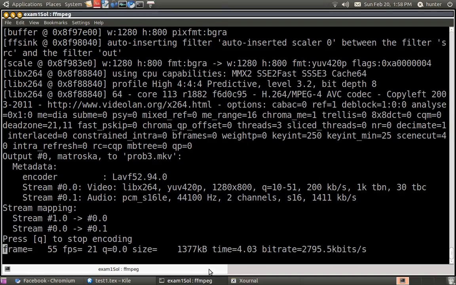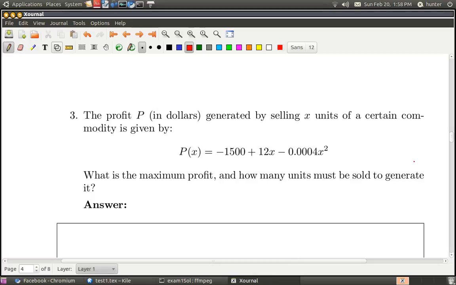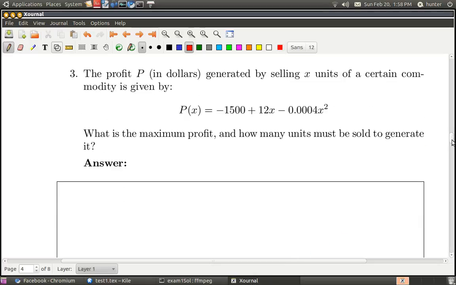Now let's go ahead and find the answer to problem 3. And here is problem 3. The profit P is generated by selling X units of a certain commodity, and the profit in terms of the number of units made is given by this equation. It asks, what's the maximum profit, and how many units must be sold to generate it?